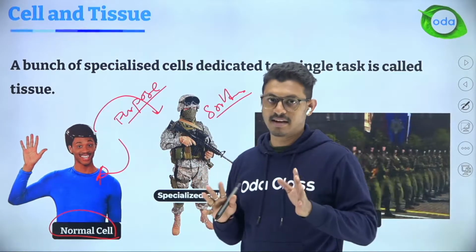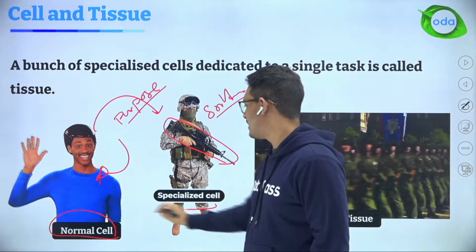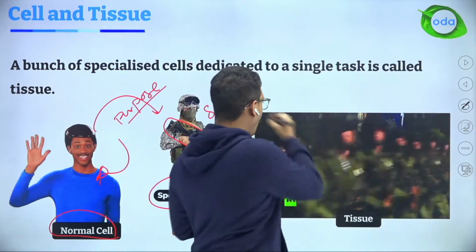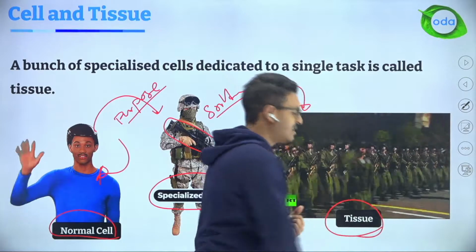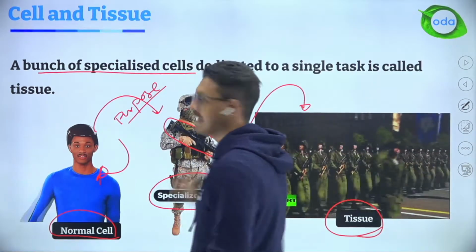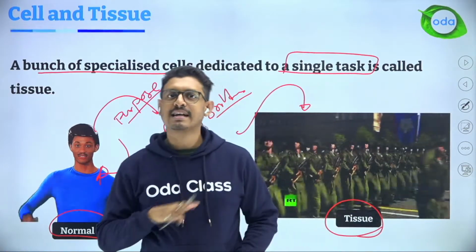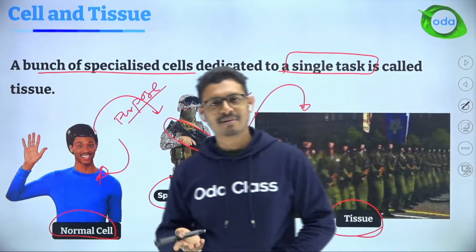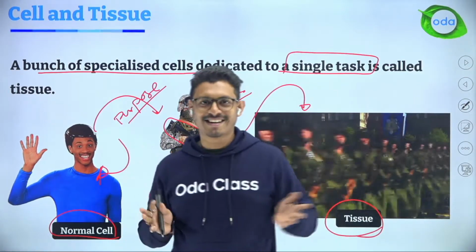Now, this soldier is specialized, by the way. A civilian cannot protect the border, but the soldier has been trained and armed properly to serve a single purpose. Now, when a lot of these soldiers come together, they become a battalion, which is basically the idea of tissue. So, what is tissue? Tissue is basically a bunch of specialized cells that are dedicated to a single task, and they will do it their entire life. Once the normal cell becomes a doctor cell or WBC, for example, it will remain a WBC its entire life and keep on finding bacteria, killing them, protecting our body.